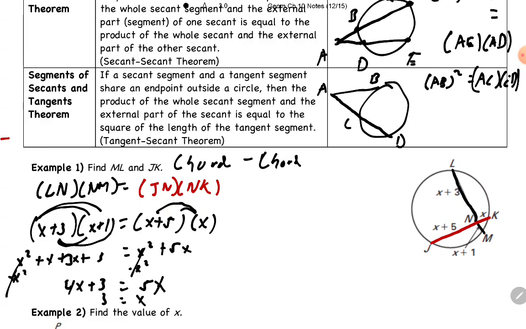Now that I know what x is, I can plug it back in to find ML. So x is 3, so MN is 4, LN is 6, so ML is 4 plus 6, which is 10. This one is 3, and that is 8. So JK is 8 plus 3, which is 11.